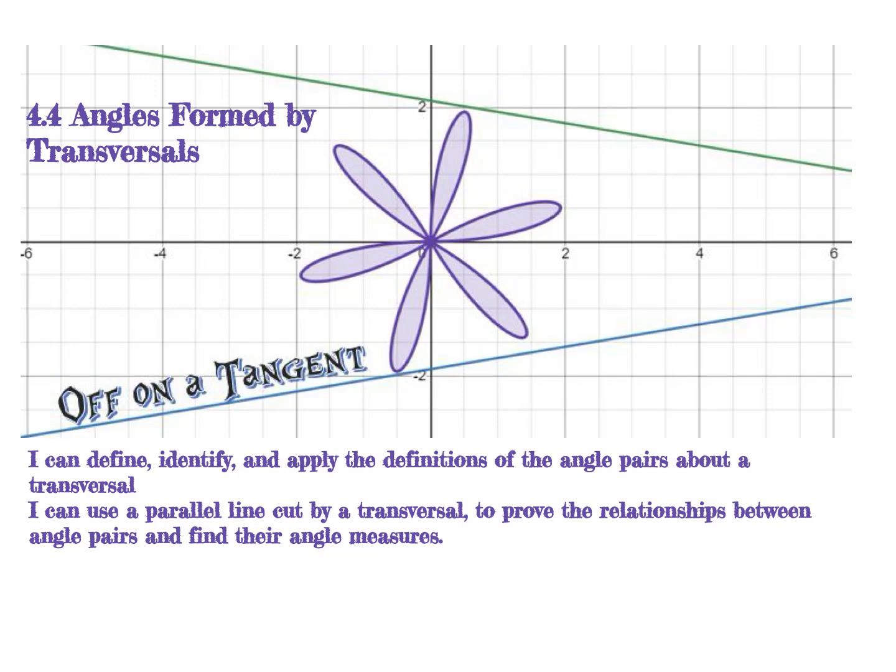Hello and welcome. In this video, we're going to talk about angles formed by transversals. Our goals in this lesson are that we can define, identify, and apply the definitions of different types of angle pairs around a transversal, and that we can use parallel lines cut by transversals to prove various relationships between those angle pairs and define their angle measures. Let's go ahead and jump in.